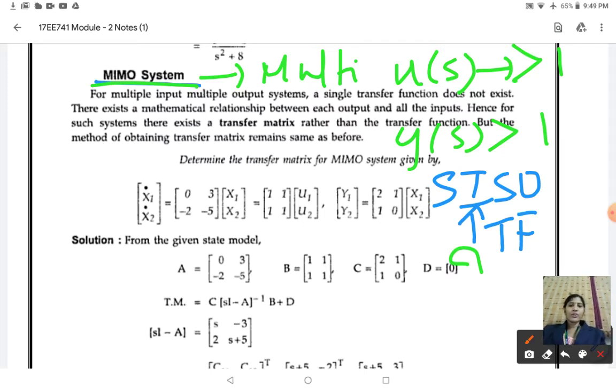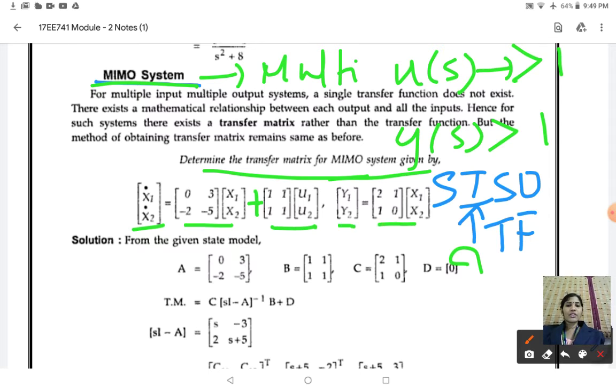Now, you need to obtain the transfer matrix. So, rather than obtaining for a single input, single output system, in this problem, you are going to obtain the transfer matrix, or you can consider it as a transfer function, for the MIMO system given by x dot of t is equal to Ax of t plus Bu of t, y of t is equal to Cx of t. So from this it is understood that D is equal to 0.